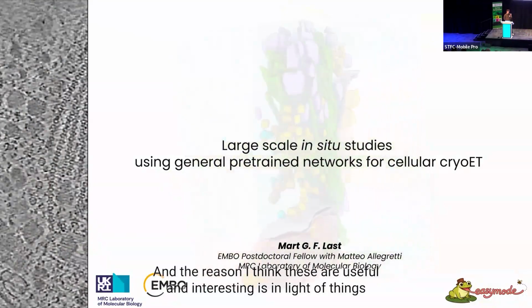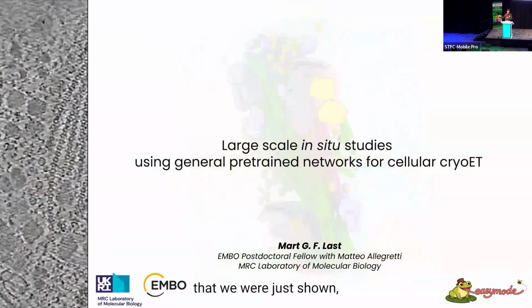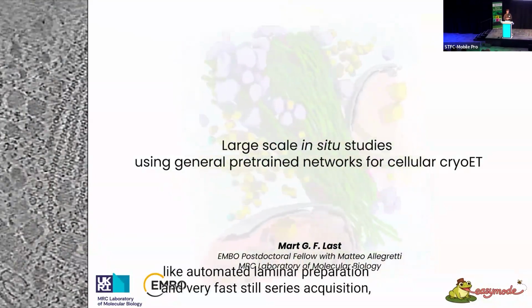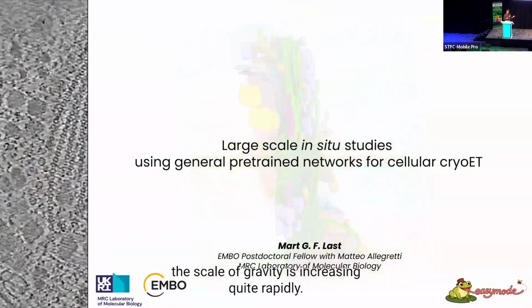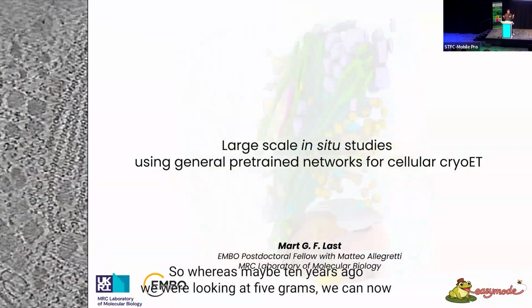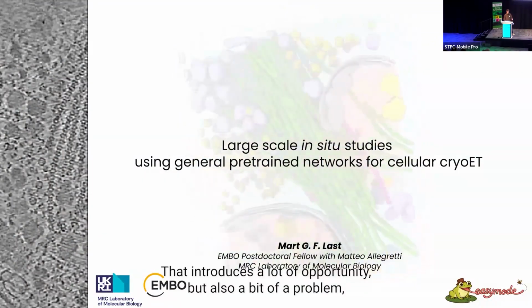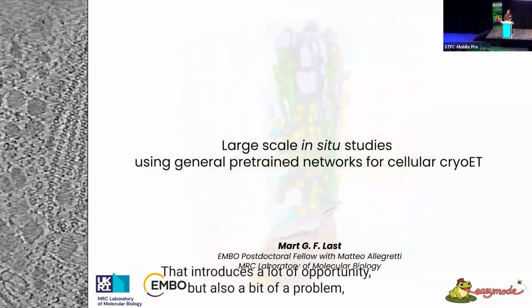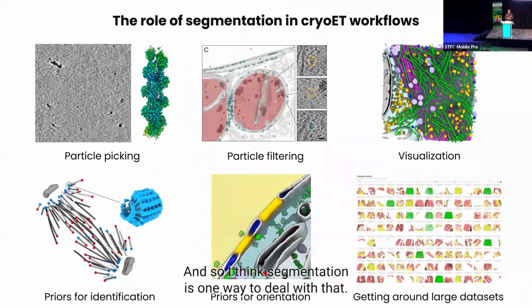The reason I think these are useful and interesting is in light of things that we were just shown, like automated lamella preparation and very fast tilt series acquisition, the scale of cryoET is increasing quite rapidly. Whereas maybe 10 years ago we were looking at 5 tomograms, we can now look perhaps at 5,000. That introduces a lot of opportunity, but also a bit of a problem, which is that sifting through 5,000 tomograms is not a trivial task. And so I think segmentation is one way to deal with that.